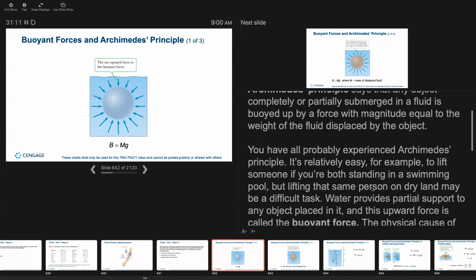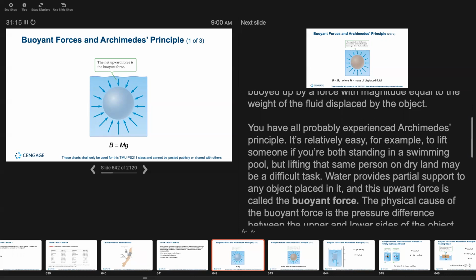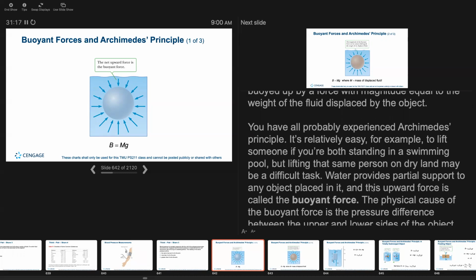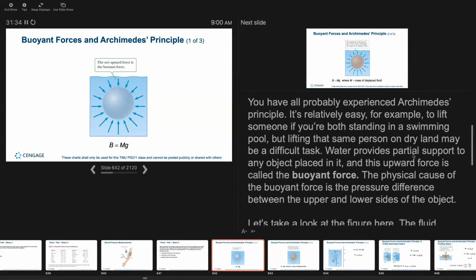You have all probably experienced Archimedes' principle. It's relatively easy, for example, to lift someone if you're both standing in a swimming pool, but lifting that same person on dry land may be a difficult task. Water provides partial support to any object placed in it, and the upward force is called the buoyant force. The physical cause of the buoyant force is the pressure difference between the upper and lower sides of the object.